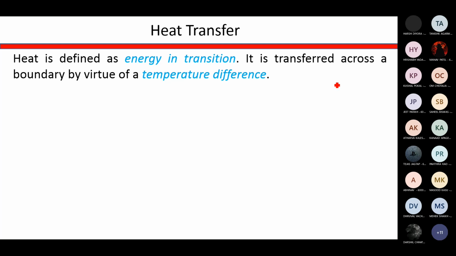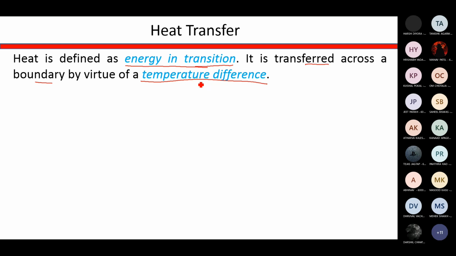Now next, heat transfer or simply heat. What do we mean by heat? Take down the definition of heat or heat transfer. Heat is defined as an energy in transition. These words are important. If you miss these two words, energy in transition, it is transferred across a boundary by virtue of a temperature difference. So these two things are important in the definition of heat transfer.